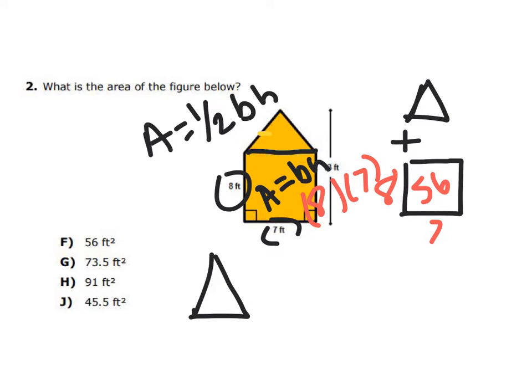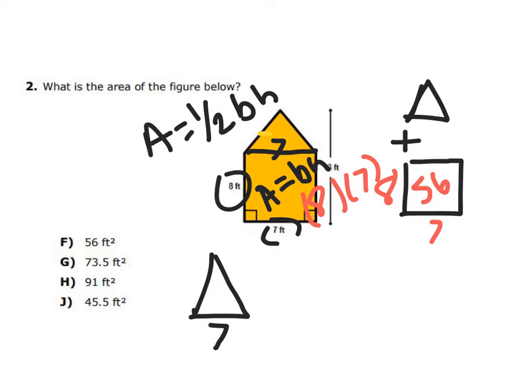So how does that help me? Well, that helps me because then I can look at, well, if the bottom of the rectangle is 7, that means the top of the rectangle also has to be 7, which tells me that the base of my triangle is 7.